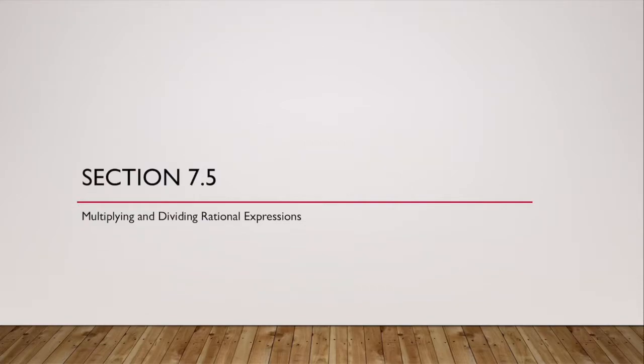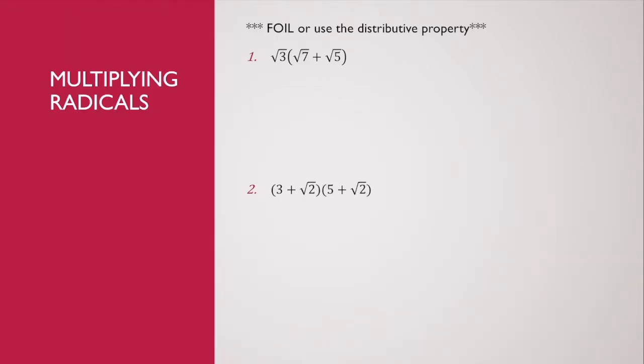Section 7.5 is about multiplying and dividing rational expressions. I don't mean rational, I mean radical expressions. So when we're multiplying radicals, we're going to need to FOIL or use the distributive property.